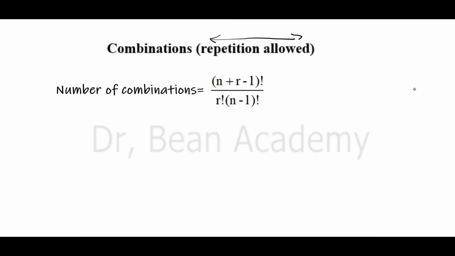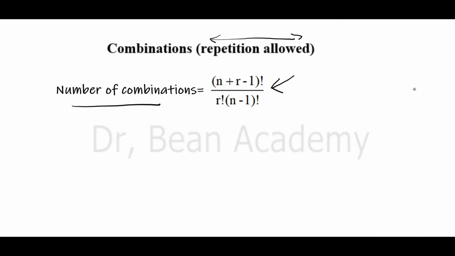So the formula to calculate the number of combinations when repetition is allowed. Here is the formula, and you are familiar with the variables. N is the total number of choices available, and R is the size of the combination. Now the repetition is allowed, and you know that a combination doesn't care about the position of the numbers.